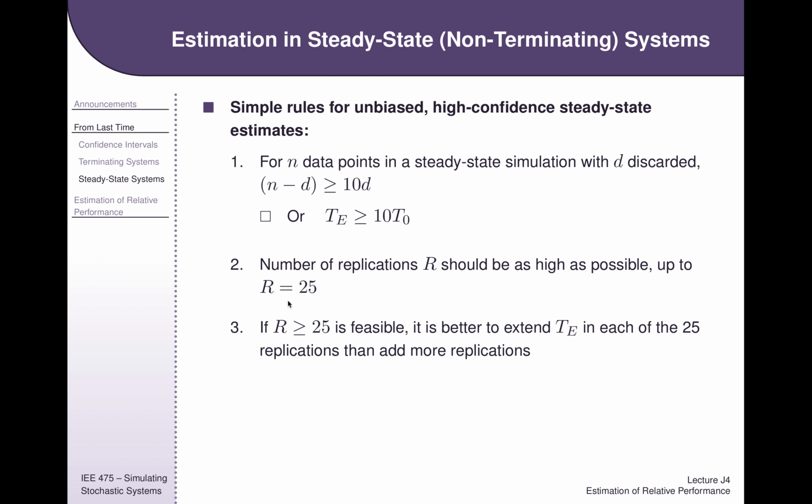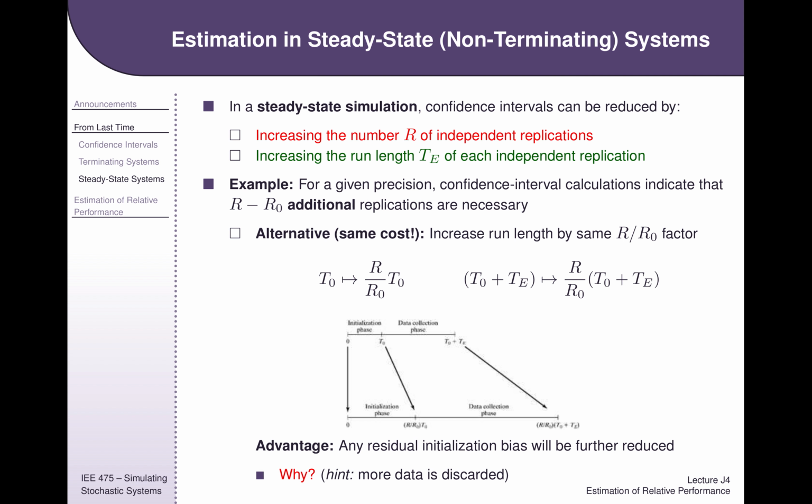It's always better to run more replications because that's going to collapse your half-widths. But once you get up to about 25 replications, then for the case of steady-state systems, it's better to put the investment into growing the amount of discarded data per replication than it is growing the number of replications. So that's all we're doing here.